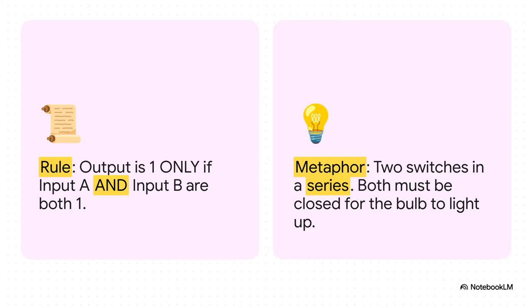So the rule for the AND gate is this. It will only give you a 1 or an ON signal if input A and input B are both 1. If even one of them is a 0, nope, the output is 0. Think about it like a simple light circuit with 2 switches in a row. To get that bulb to light up, you've got to flip both switches. One's not going to cut it.